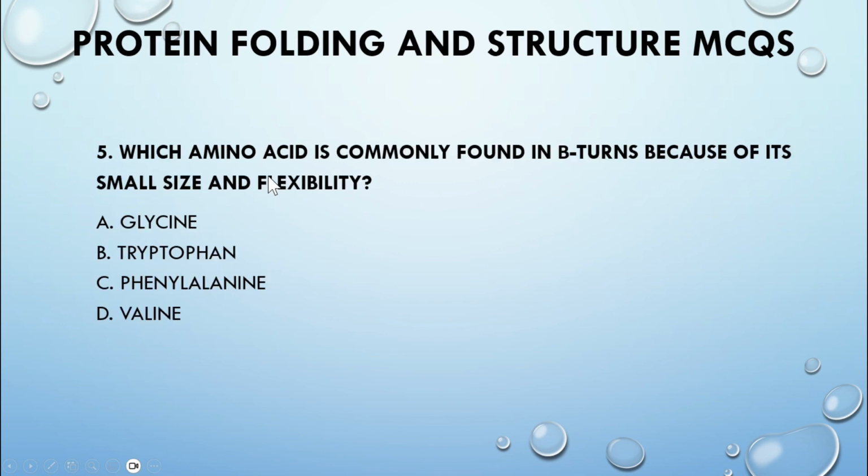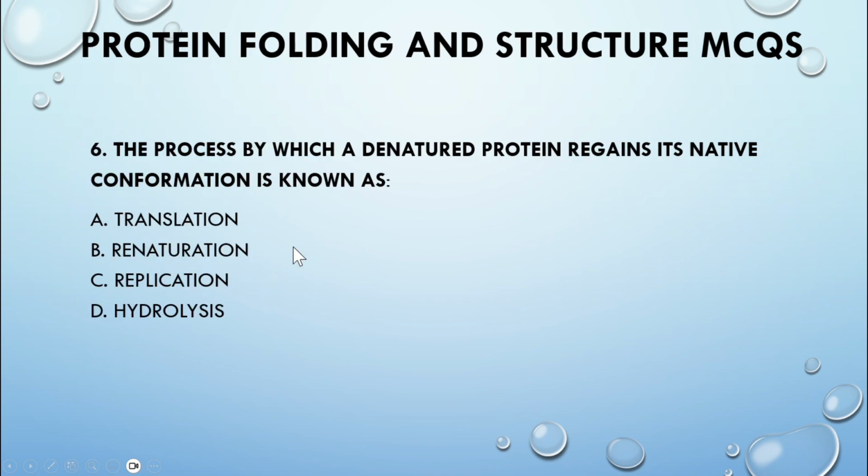Question 5. Which amino acid is commonly found in beta turns because of its small size and flexibility? A. Glycine, B. Tryptophan, C. Phenylalanine, D. Valine. Of course, this is the simplest one, glycine. Now, glycine has the smallest side chain. That's a simple hydrogen atom, allowing flexibility needed for what? Tight turns, as opposed to every other amino acid here.